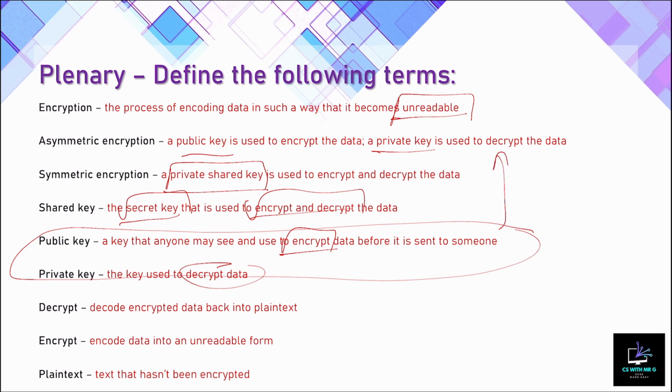Decryption means to decode the encrypted data back into plain text. Encrypt is to encode the plain text into an unreadable form, otherwise known as ciphertext. And then finally, plain text, the text that hasn't been encrypted. Okay, so just being familiar with these terms, guys, puts you in good stead for any encryption questions in an exam, and just helps with knowing what encryption means, which comes up in various units across the syllabus.